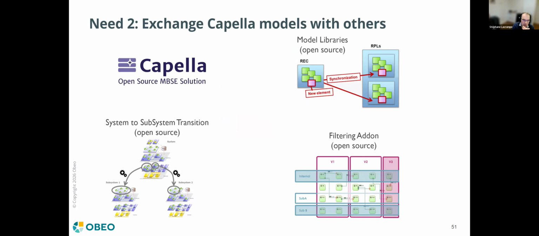Right, the second set of needs that you can fulfill with some of the Capella add-ons is to exchange Capella models with others. And for that, there are different ways to do it. It's very common that users just exchange models because Capella is free and open source, so you just download it, you get a model file, and you can open it. So very easy way to exchange a Capella model. Now, there is also the RPL mechanism that is part of Capella that I mentioned earlier.